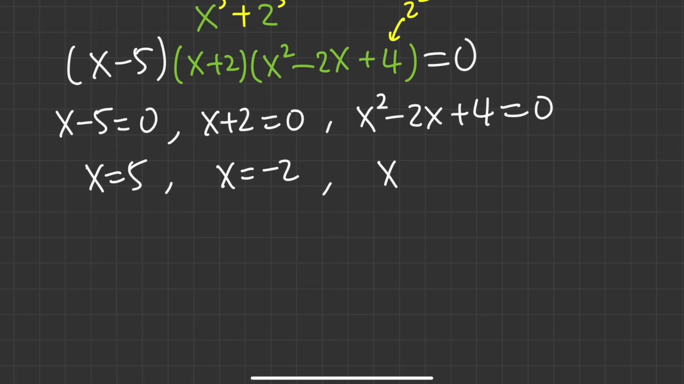First, I'm going to move the 4 to the other side, so we will have this. Next, we are going to take 1/2 of the coefficient of x, which is -2. And then we have to square that.